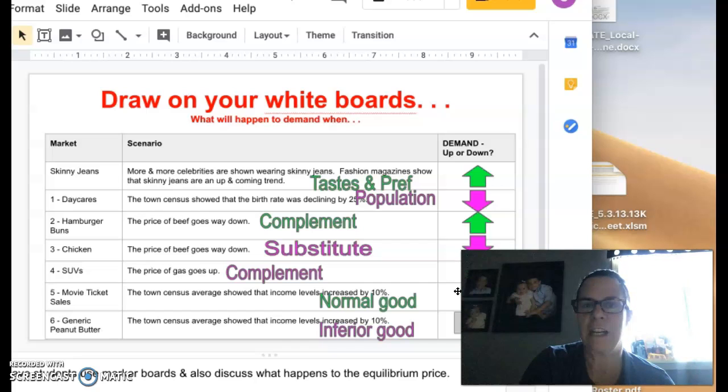Next one is an inferior good, the generic brand of peanut butter. We're not talking about Jiffy here, we're talking about the generic brand. The town census average showed that the income levels increased by 10%. What will happen to generic peanut butter? Most likely, we'll see that decrease.